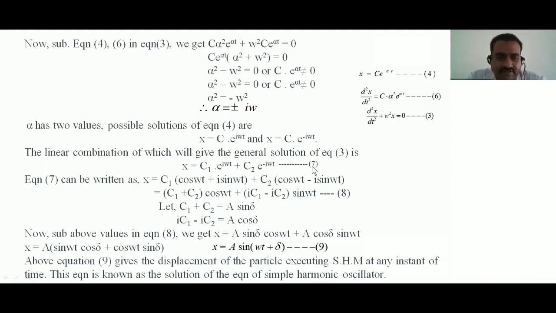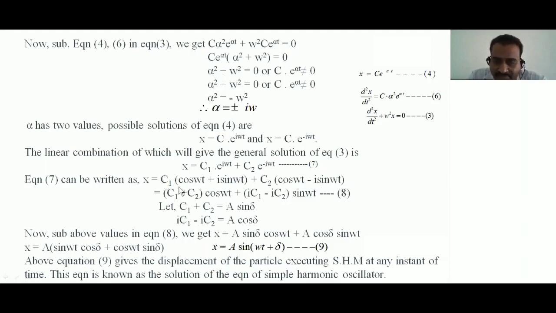So equation 7 can be written as x is equal to c1 e to the power i theta, which is cos theta plus i sin theta. So c1 cos omega t plus i sin omega t, plus c2 constant as it is, e to the power minus i theta, so cos theta minus i sin theta. In that form, I wrote here cos omega t minus i sin omega t.